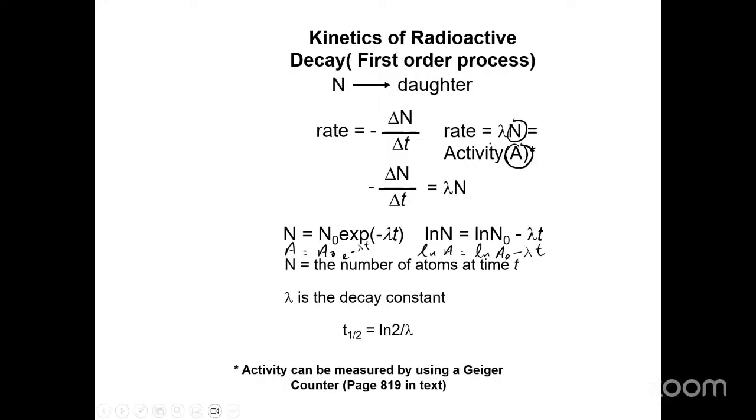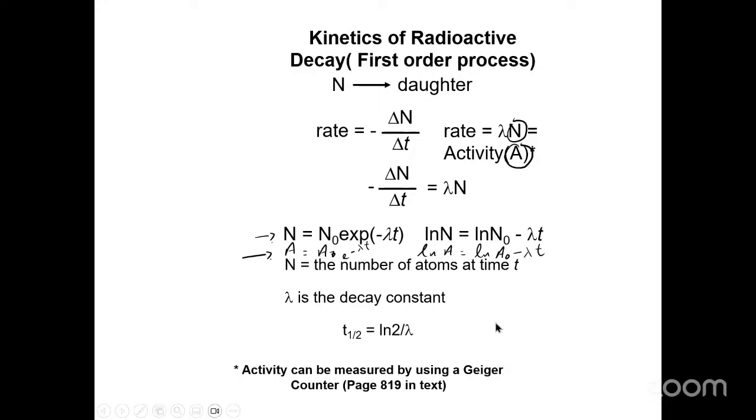So basically, because of the proportional relationship between activity and the number of nuclei, we can write these equations right here, based on these equations up here, right? And that's not only true for activity, that's true for mass, anything that is proportional to the number of nuclei. We can insert those terms into these equations, all right? And we're going to see in the assignment a couple of examples of that.